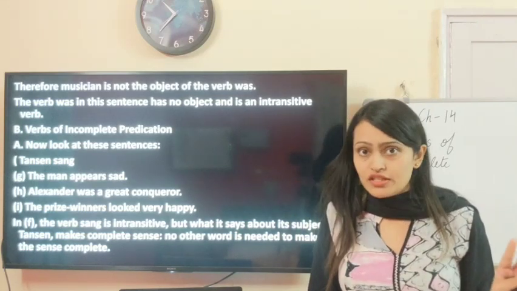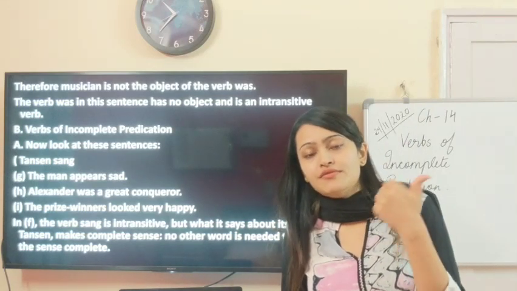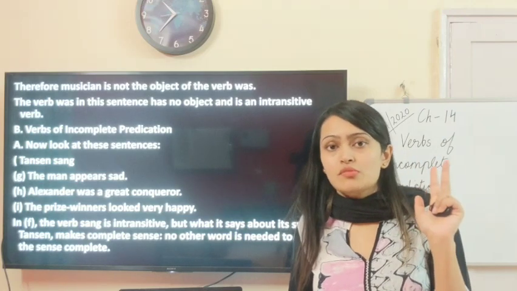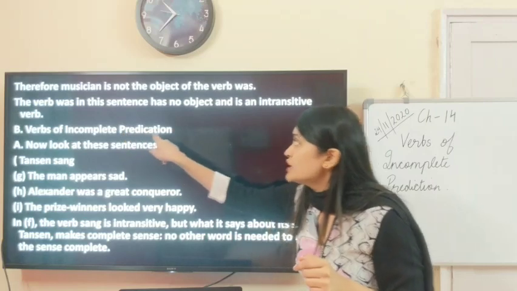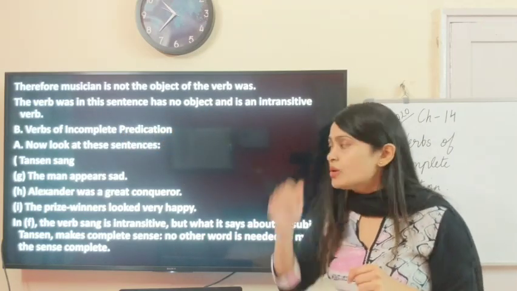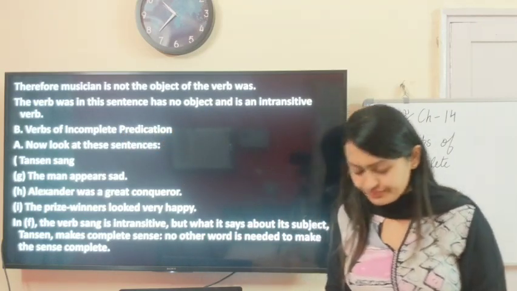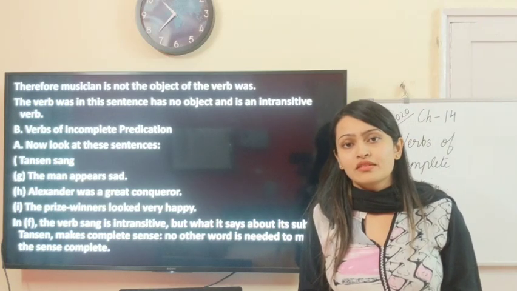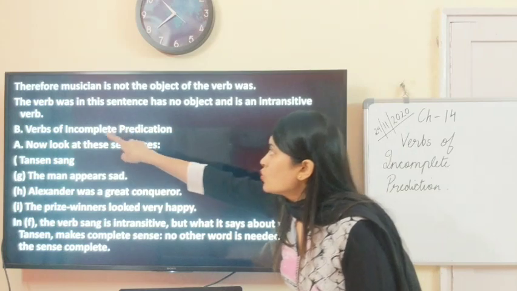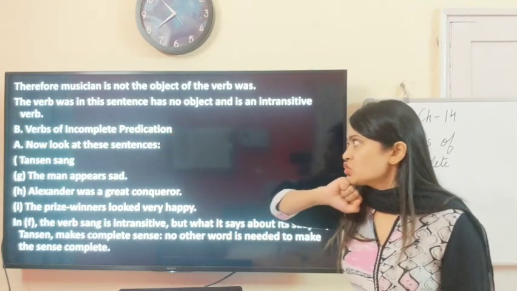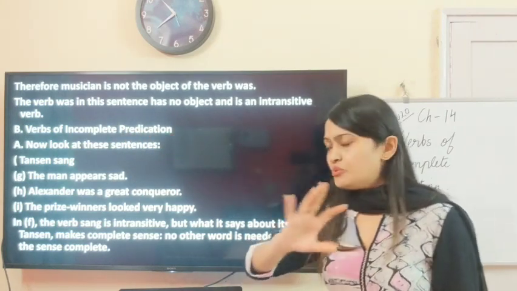Okay, so now our revision is done. Our revision had transitive, reflexive verb and intransitive verb. Now, related to these, we are going to study verbs of incomplete predication, which is our new topic. So, children, the new topic of ours, verbs of incomplete predication. For this, we'll have to study a few examples.